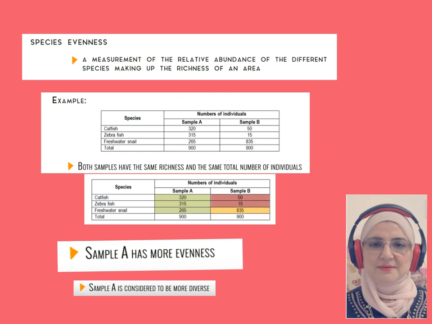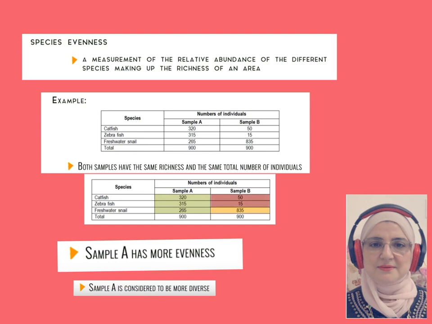On the other hand, species evenness is a measurement of the relative abundance of the different species making up the richness of an area. So it takes into account the relative abundance of individuals in each species. Looking at the same example, I can say both samples have the same richness, as we have just said, and the total number of individuals is also the same in sample A and sample B, but the evenness is different, because looking carefully, you can see that catfish and zebrafish are much more abundant in sample A than sample B. On the other hand, the freshwater snail is much more abundant in sample B than sample A.